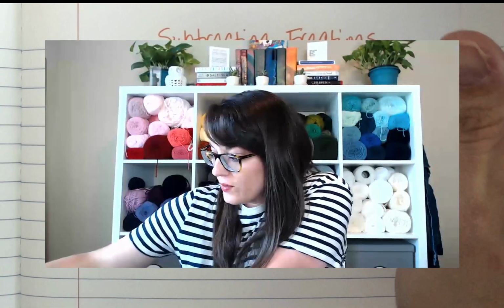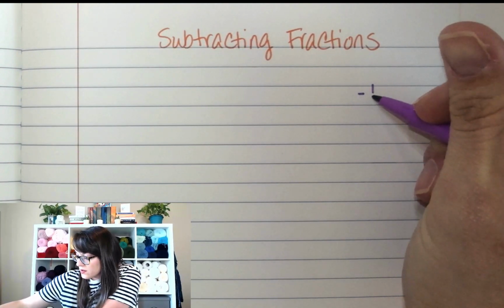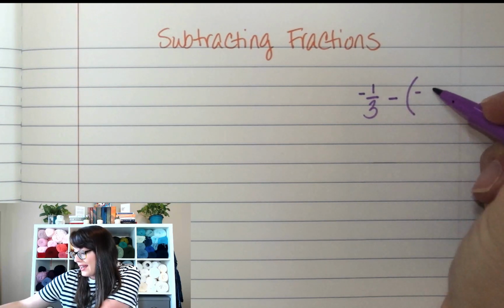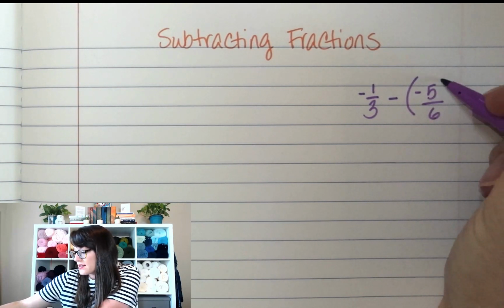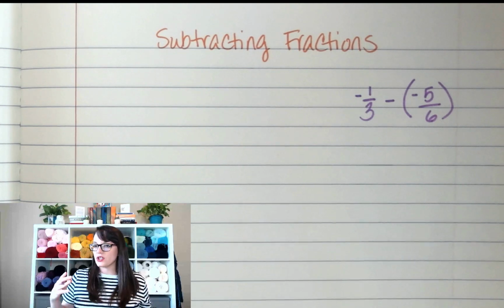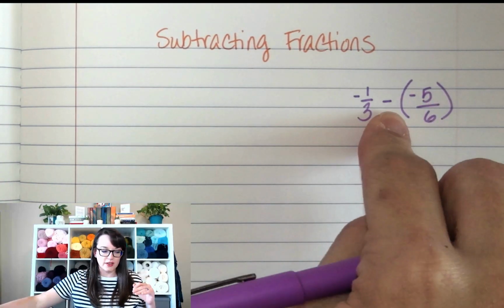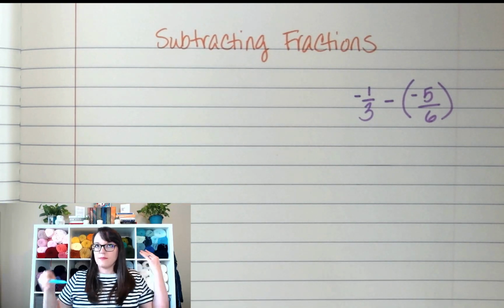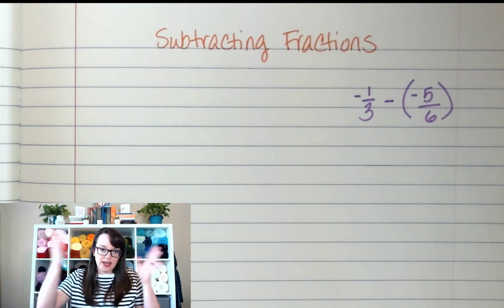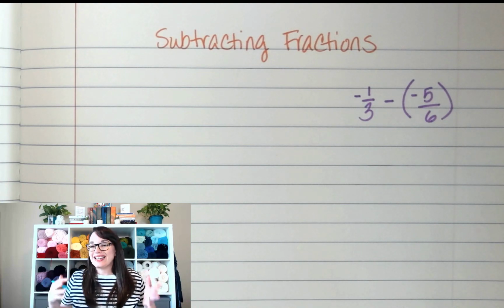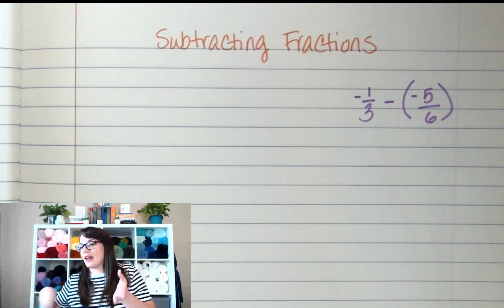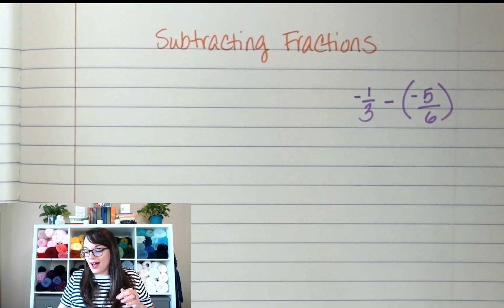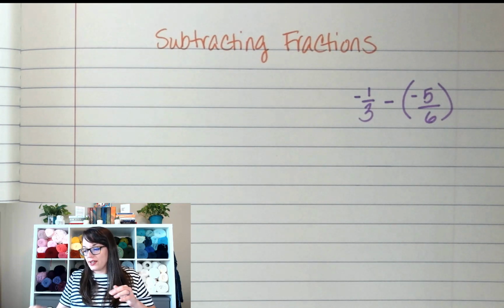If I've got -1/3 and I want to subtract -5/6. Those parentheses are just to keep the negative sign from touching the subtraction sign. So if I use the same theory, the same idea that we did with the decimals in subtracting, this isn't minusing -5/6 anymore. It's adding a positive 5/6.